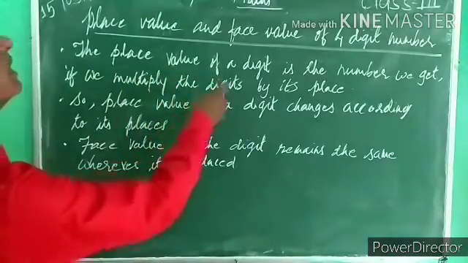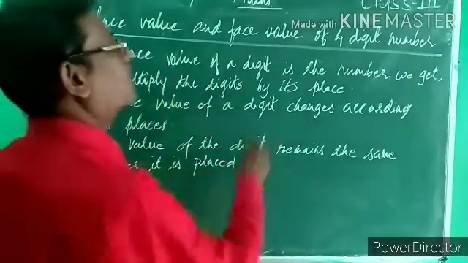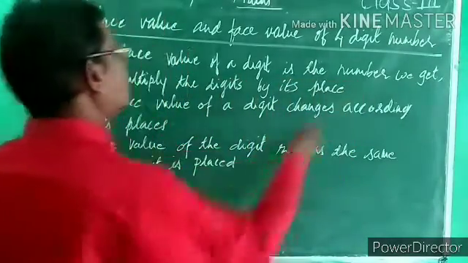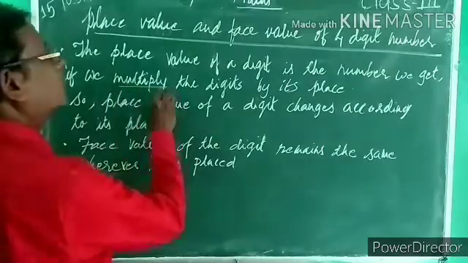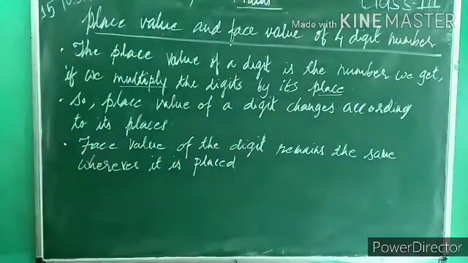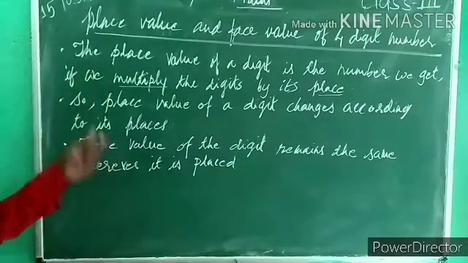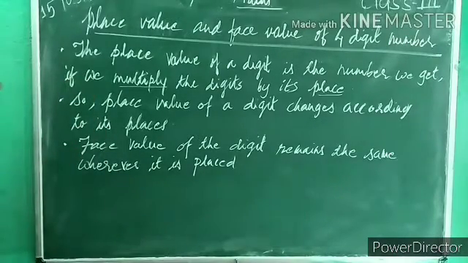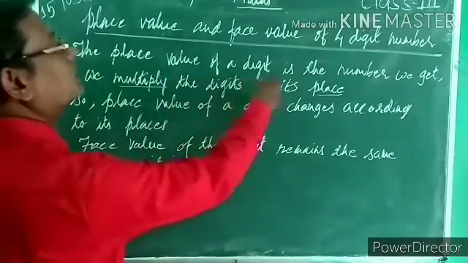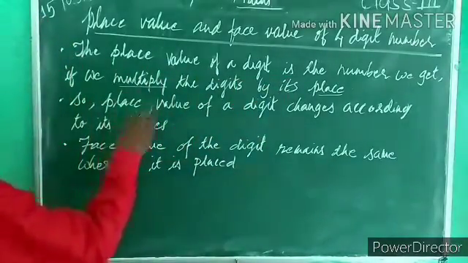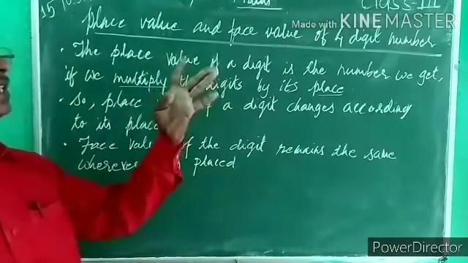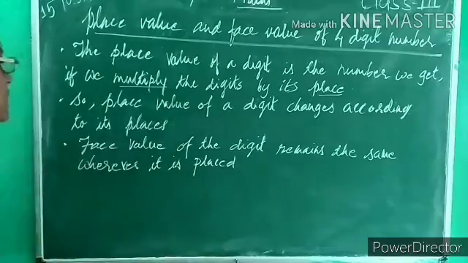How can the place value of a digit be obtained? The place value of a digit is the number we get if we multiply the digit by its place. If we multiply the digit by its place, then we will get the place value of the digit. Suppose we have a 4-digit number with places 1, 10, 100, 1000. Then according to its place we have to multiply the digit.